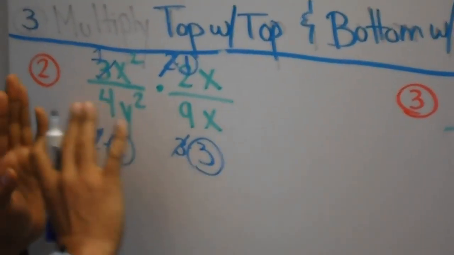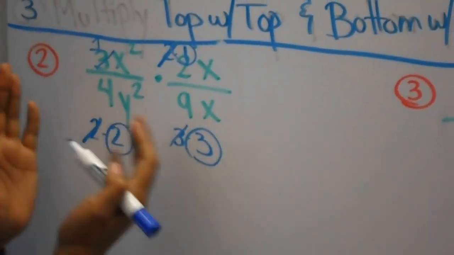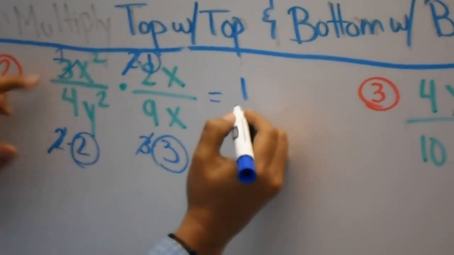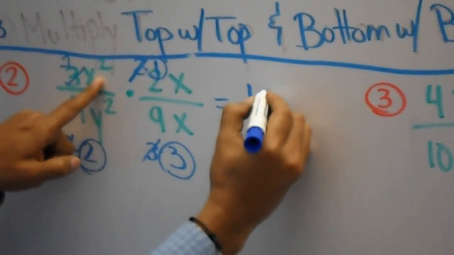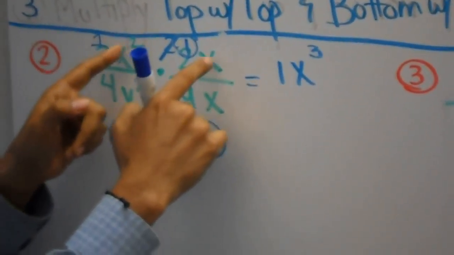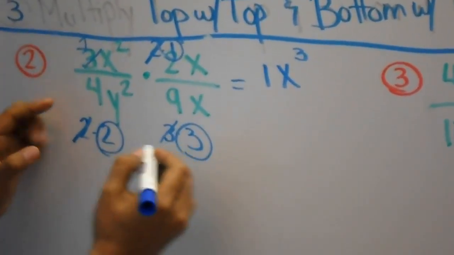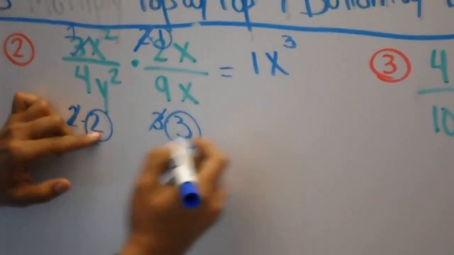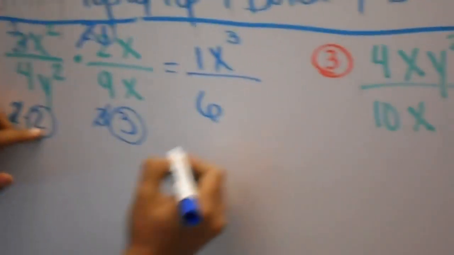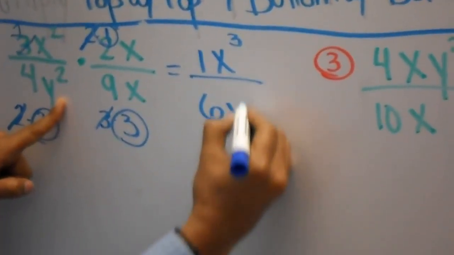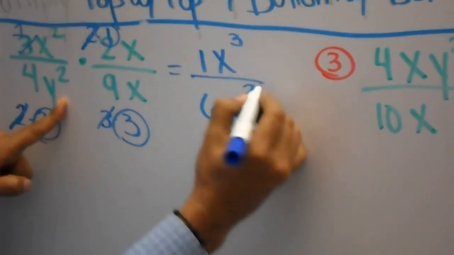Okay, so let's multiply this so we don't have so much gibberish here. So 1 times 1 is 1. x squared times x is x cubed. Remember that when you're multiplying with the same base, you add the exponents. And here you have no longer a 4, but a 2. 2 times 3, that becomes a 6. And then here you have y squared times x becomes y squared x.